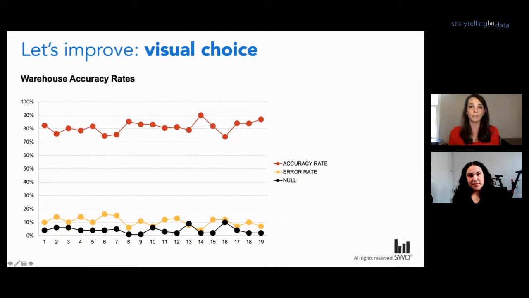I'm actually just going to pause and see, do lines make sense here? Share with me your thoughts. Is this an effective graph? What do you think, Alex? Does a line chart work? I don't think so here.